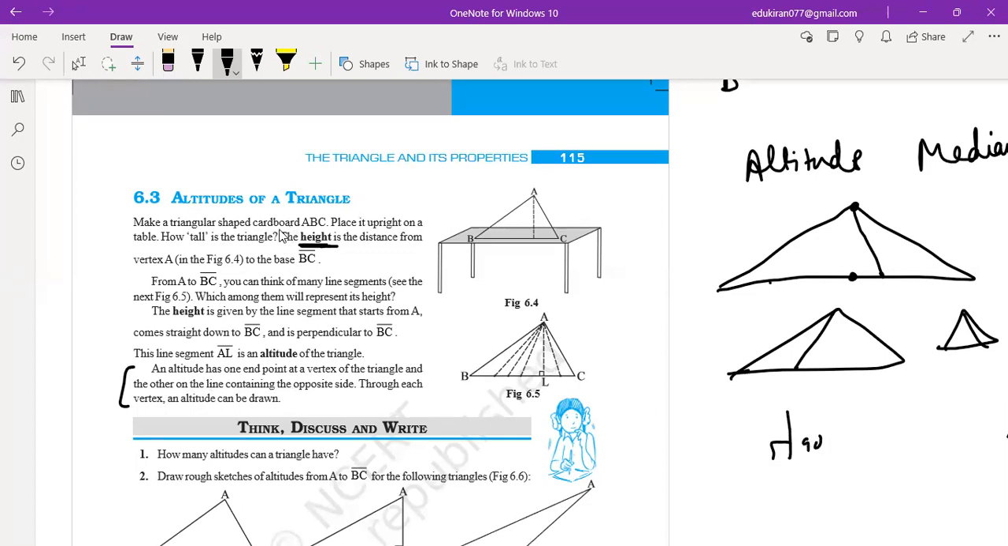Okay. So you will write: the height is the distance from vertex A. Right? But what is altitude basically? This one. Altitude has one end point at the vertex. Clear?